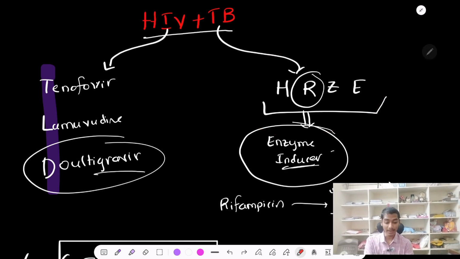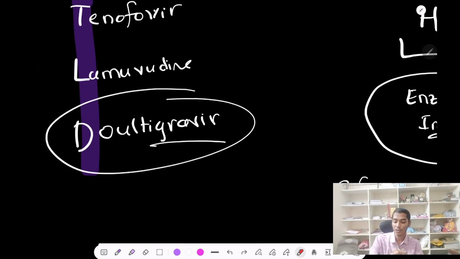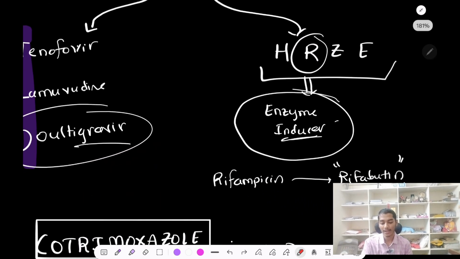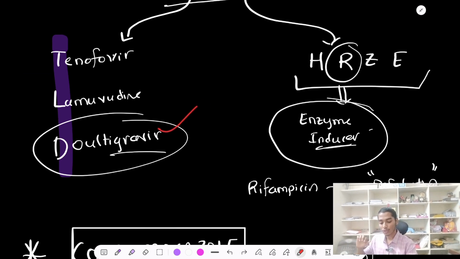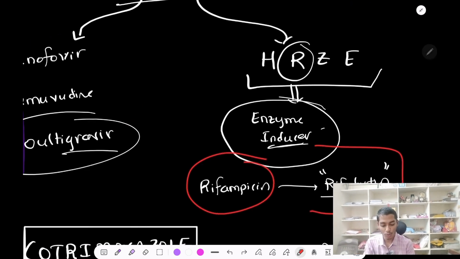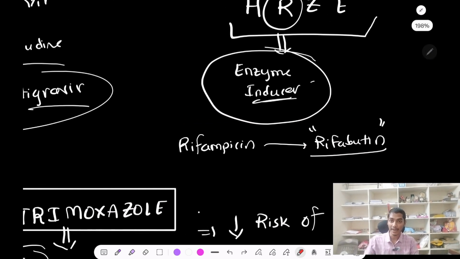In that, rifampicin is a potent enzyme inducer. That's why we should not use it with dolutegravir, because dolutegravir is a substrate for CYP3A4. We should not use dolutegravir along with rifampicin. So either we have to double the dose of dolutegravir, or we need to change rifampicin to rifabutin, which has a lower enzyme inducing property, right?